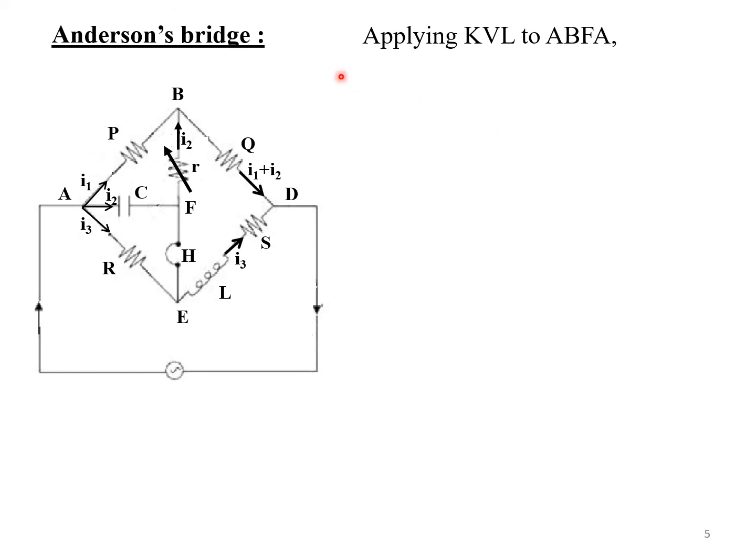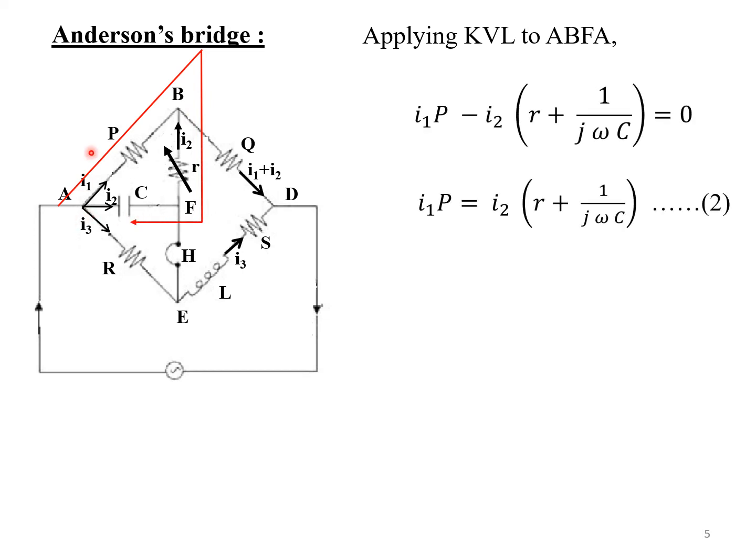Similarly, let us consider Kirchhoff's voltage law for the closed loop A, B, F, A. So here again, it is the product of current and the resistance. I1 is in the same direction as that of the traverse, so this is I1P, and the current here is flowing in the opposite direction to that of the traverse, so it is minus I2. Again the same thing here, so it is minus I2. So we get I1 into P is equal to I2 into small r plus 1 over j omega c.